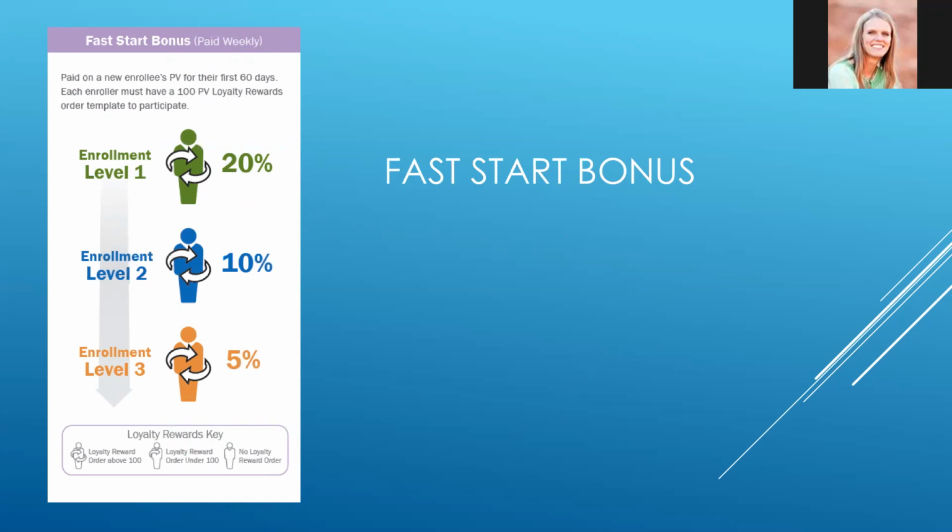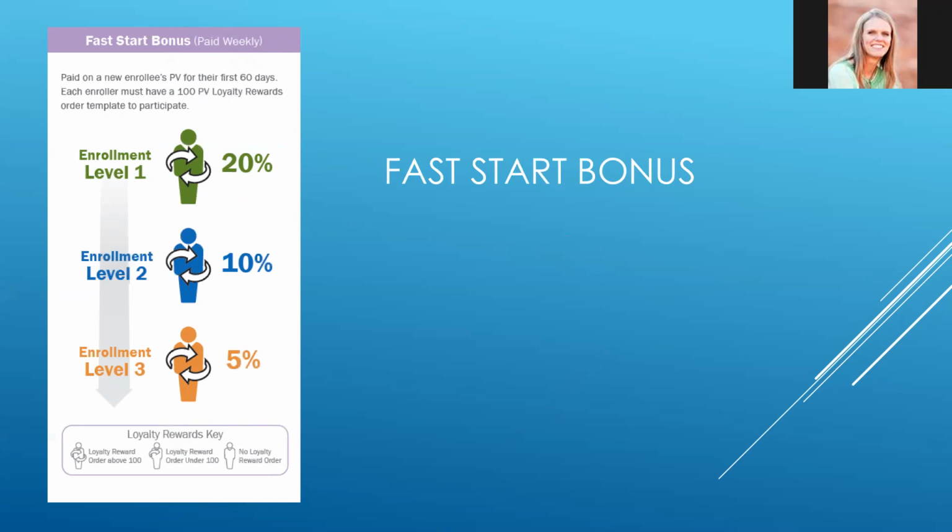Obviously, the higher kits that people purchase, the more money you get paid, which is not necessarily the thing we want to focus on. We want to focus on what's the best value for them and what they can afford. Just be aware that that's the way that it works. And you also get this fast start bonus for their first 60 days that they are enrolled. So say they enrolled October 1st, you would get paid on anything that they purchased for October and November.